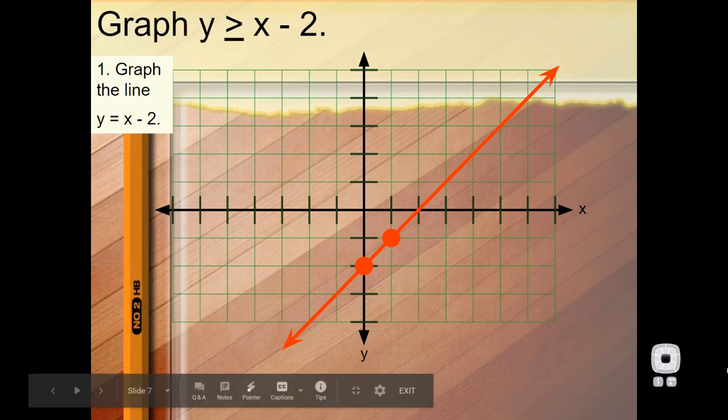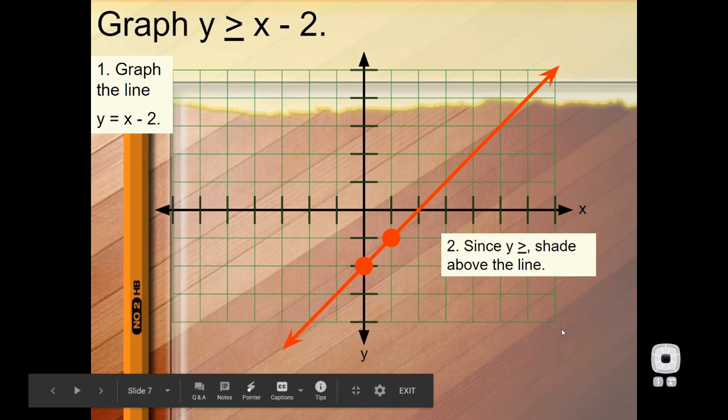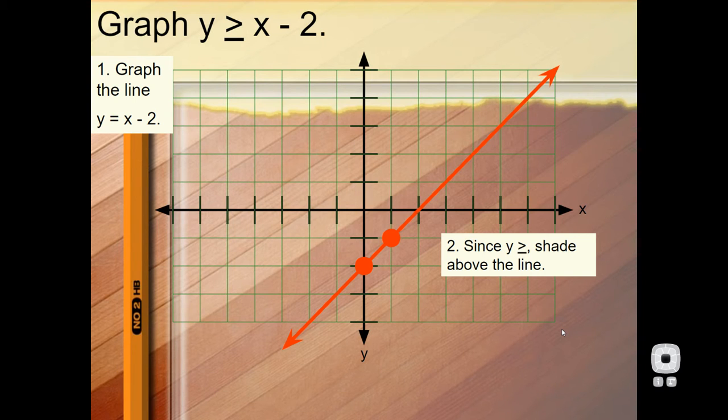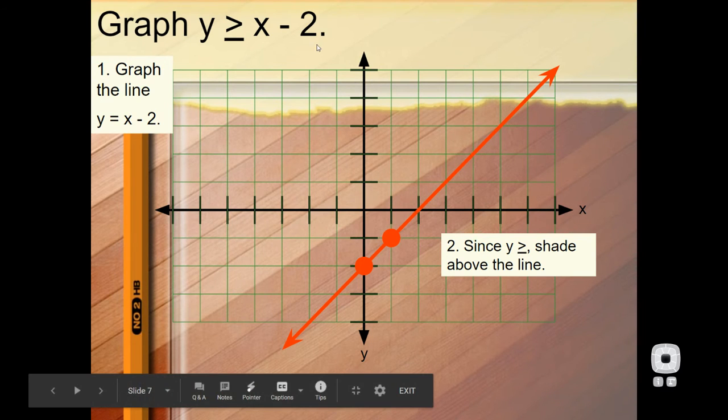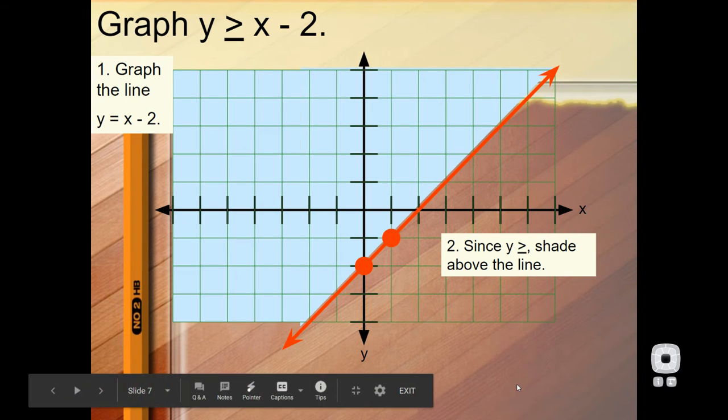All right, so now, once I have graphed the line, that line serves as a boundary. So the question is, do I shade above the line or below the line? Well, since y is greater than, every value on the y-axis is greater than this line, I'll shade above the line. And that's what my graph will look like.